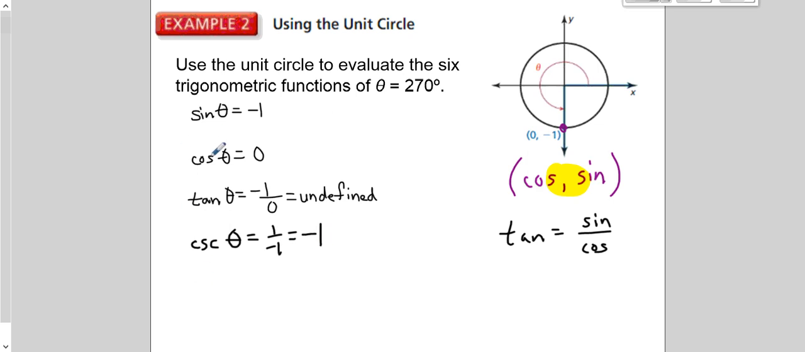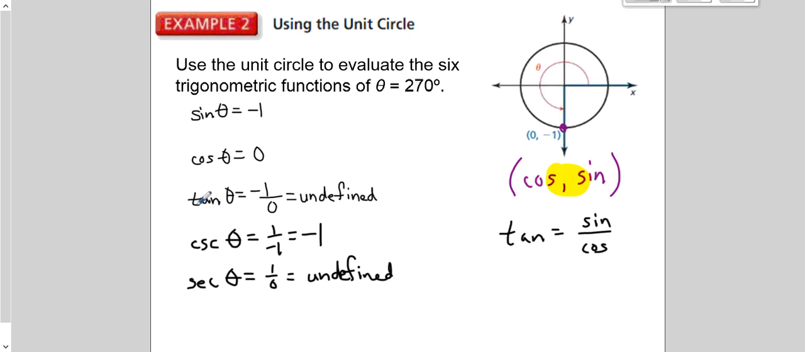The reciprocal of cosine. The reciprocal of 0 becomes 1 over 0. Can't have a 0 on the bottom. Division by 0 is undefined, so that's undefined.